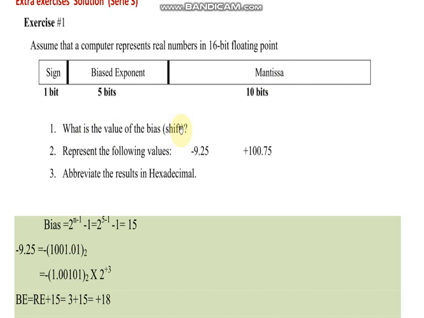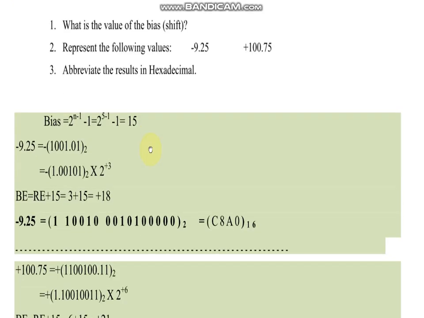We know the rule. The bias is equal to 2 to the n minus 1, minus 1. What is the n here? N is the number of bits to represent the exponent. In our example it is 5, so it is 2 to the 5 minus 1, minus 1. 2 to the 4 is 16, minus 1, so the bias is 15.